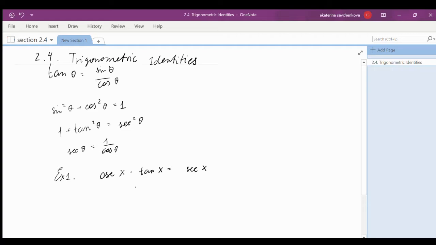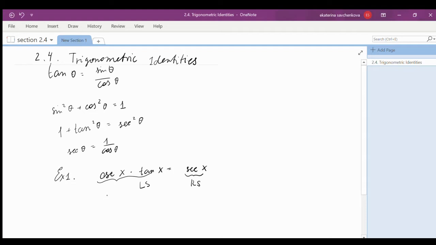Usually identity has left side and the right side. To prove identity, we can either modify left side or modify right side or modify both of them. But at the very end, we're supposed to get a true statement, something like 1 equals 1 or 0 equals 0 or cosine equals cosine. Let's see how it's going to work with this identity.